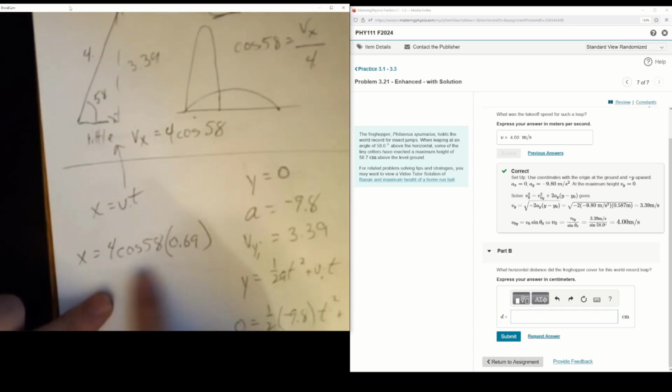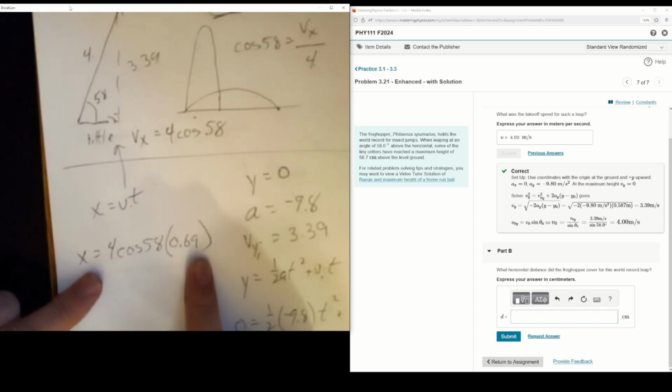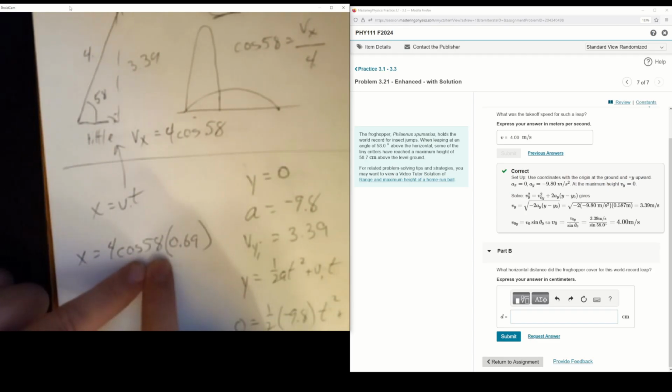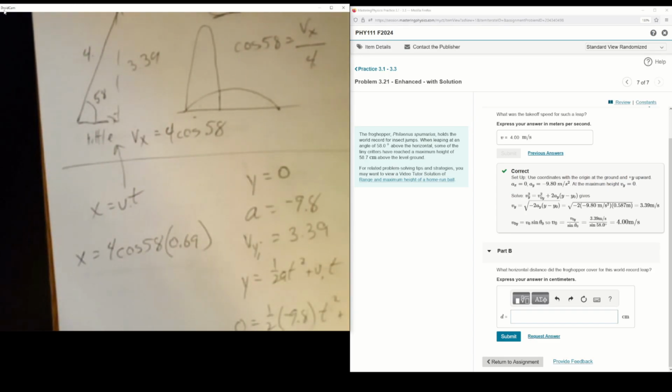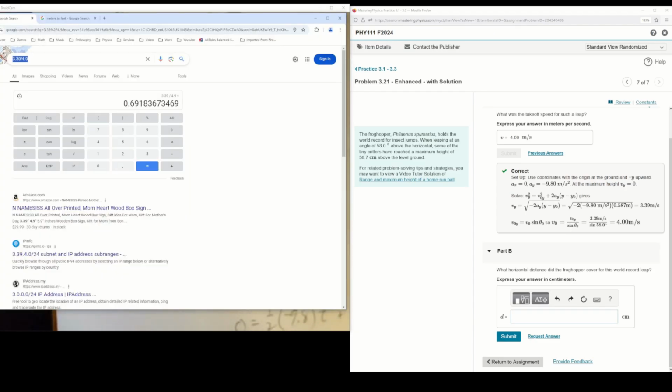There it is. That's my result. I need to again punch this into Google, and I need to convert that 58 to radians since Google works in radians.